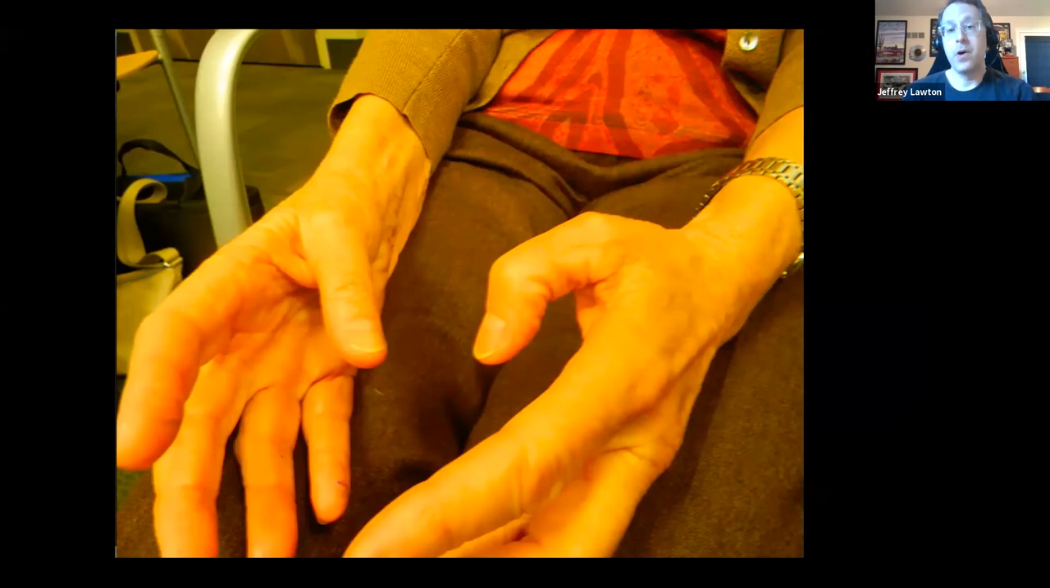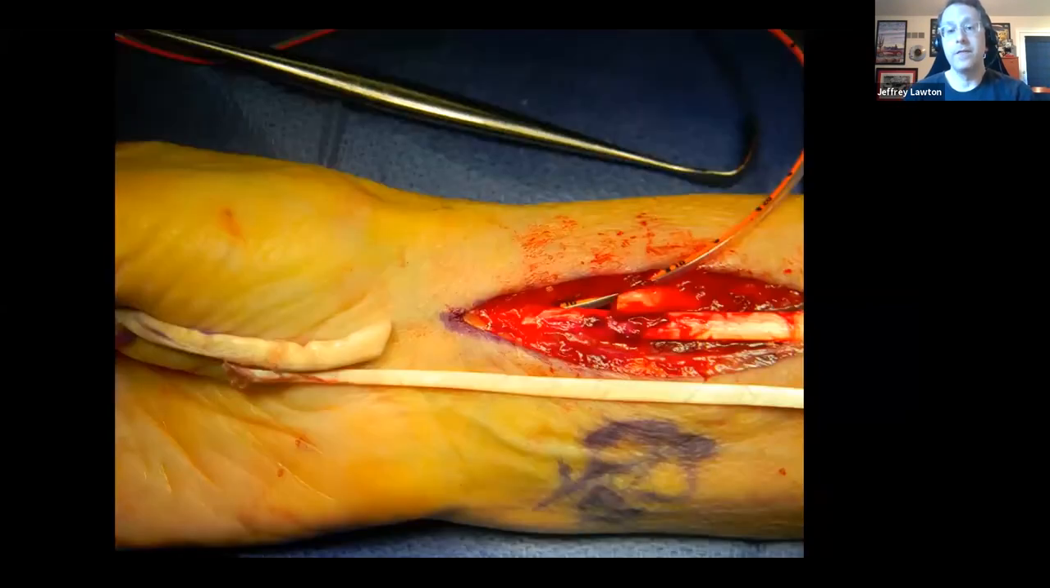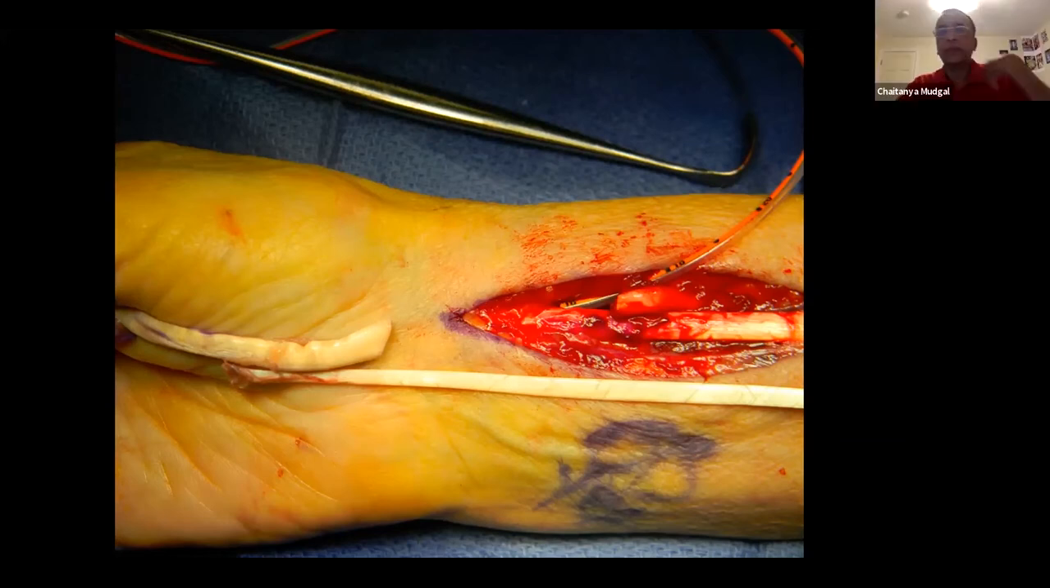So if she's got a palmaris longus, I would use that. If not, FCR is right there. You could take half FCR and then still save it for CMC arthroplasty later. Okay. So we harvested the palmaris, as you can see there.